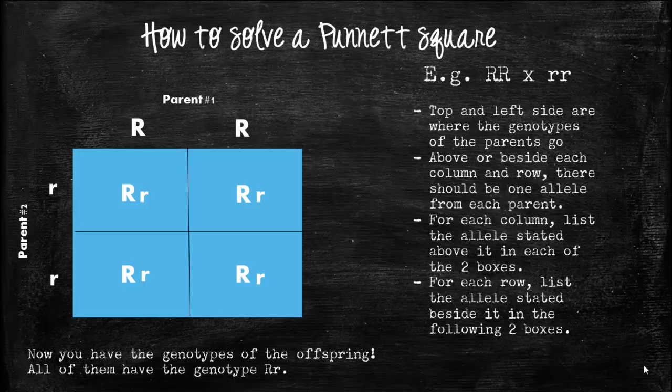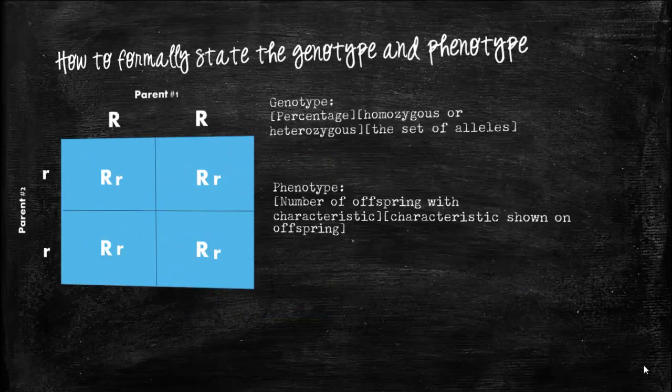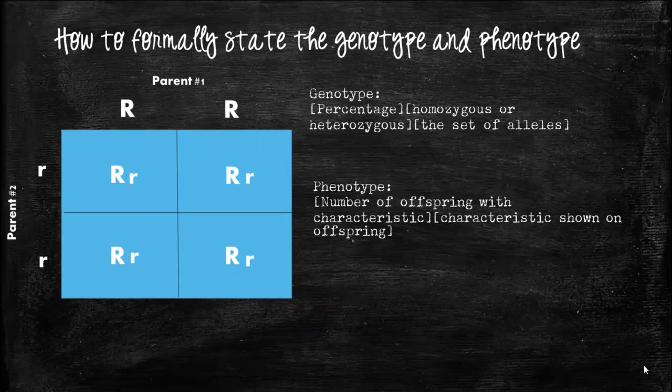Next, you're going to learn how to formally state the genotype and phenotype. I've already given you the format for both the genotype and phenotype. All you have to do is insert the information within the brackets. Now think of the boxes in the Punnett square as 25%. Since all of the boxes contain the genotype heterozygous Rr, the genotype will be 100% heterozygous Rr.